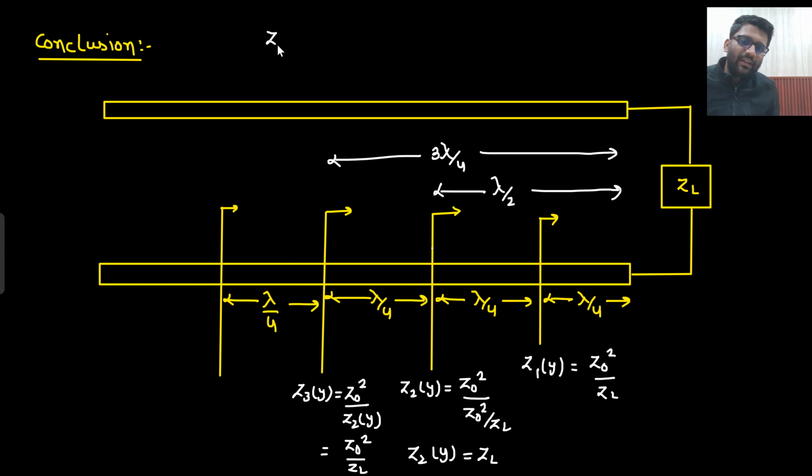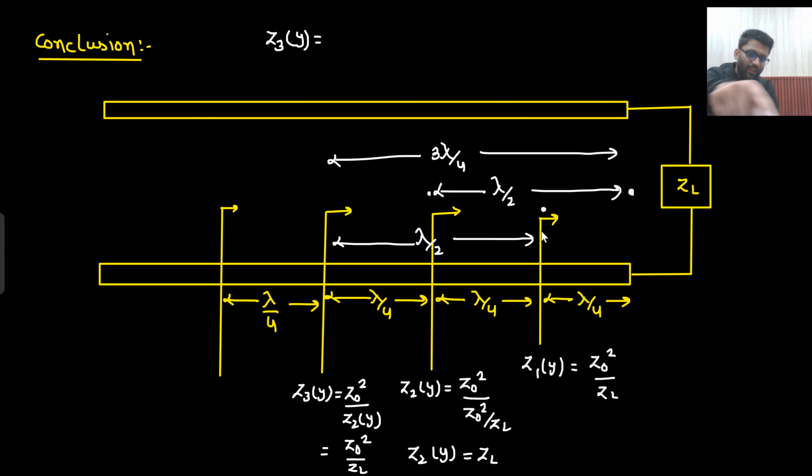There is another way of writing Z3y. What do I know? After lambda by 2, the same thing is repeated. If it was ZL here, here also it was ZL. Now here if it is Z0 square by ZL, then after lambda by 2 the same thing will be repeated. That means the distance between these two points is lambda by 2. So Z3y will simply be equal to Z1y.